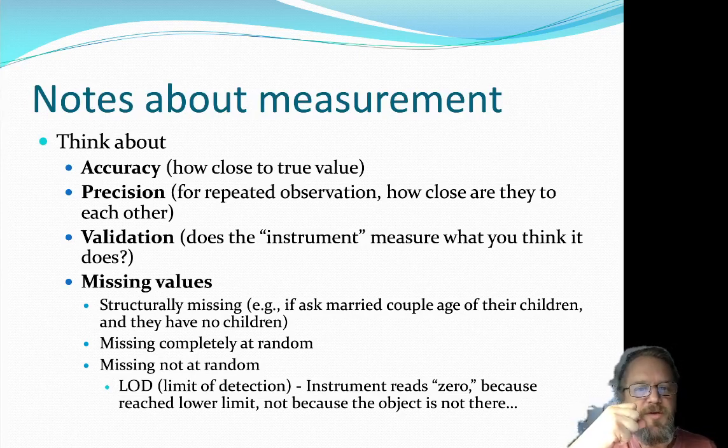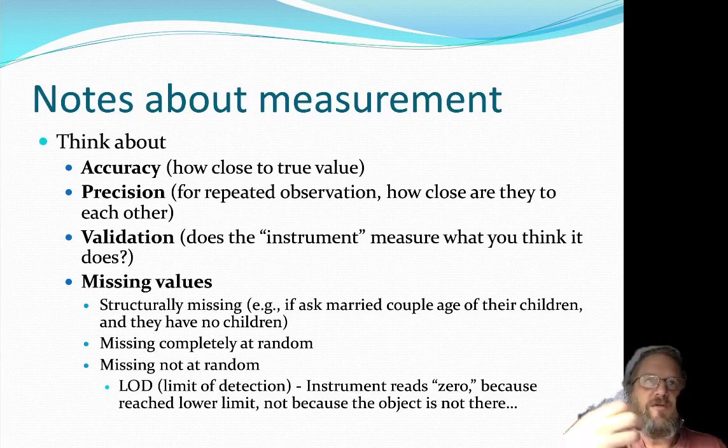So this is all about the idea of measurement. Accuracy: how close to the true value is your observation. Precision: when you repeat observations over and over again, how close are they to each other? Validation: the idea that the instrument is actually measuring what you think it does. And then finally, missing values and the qualities of why an entry is missing in your data set.